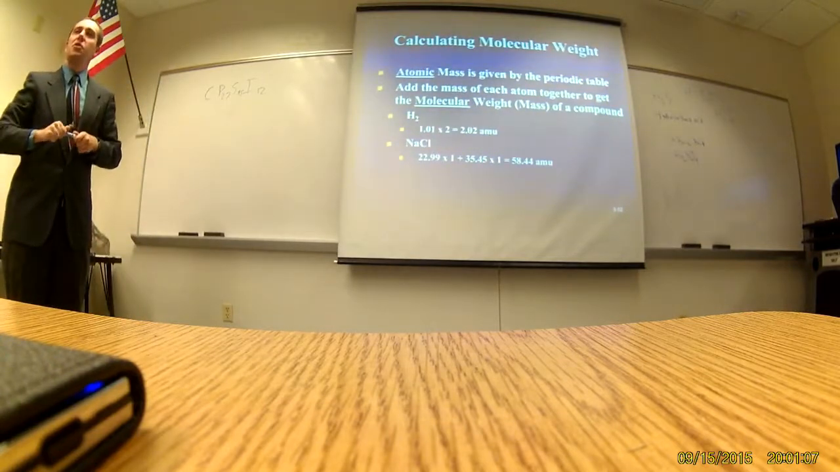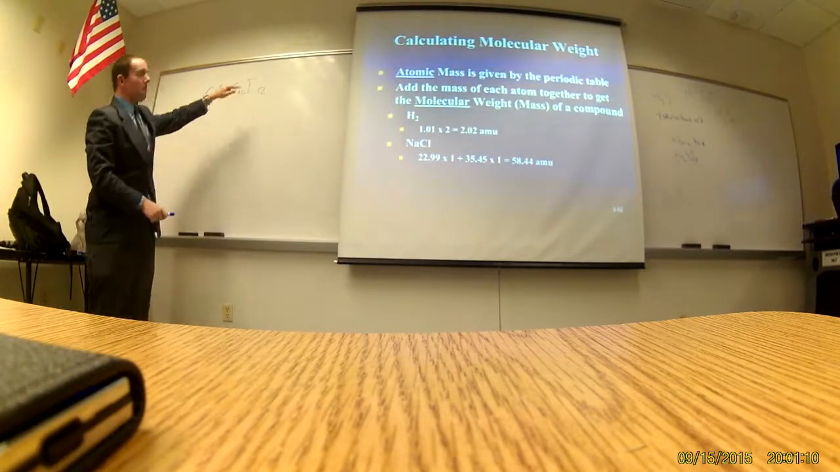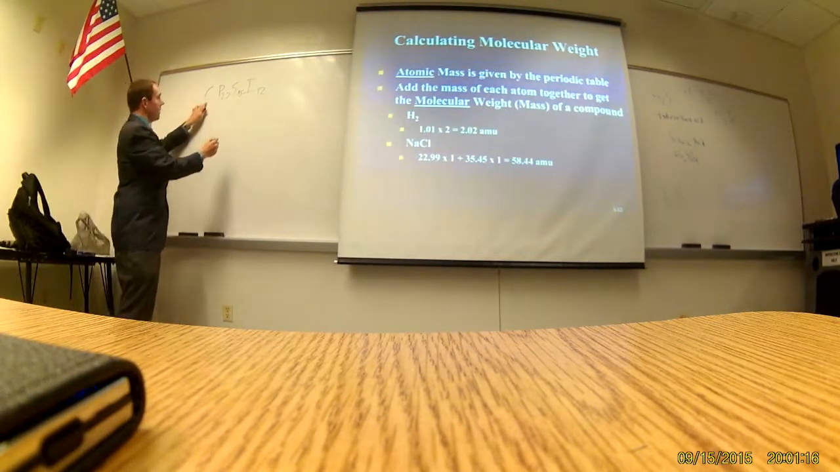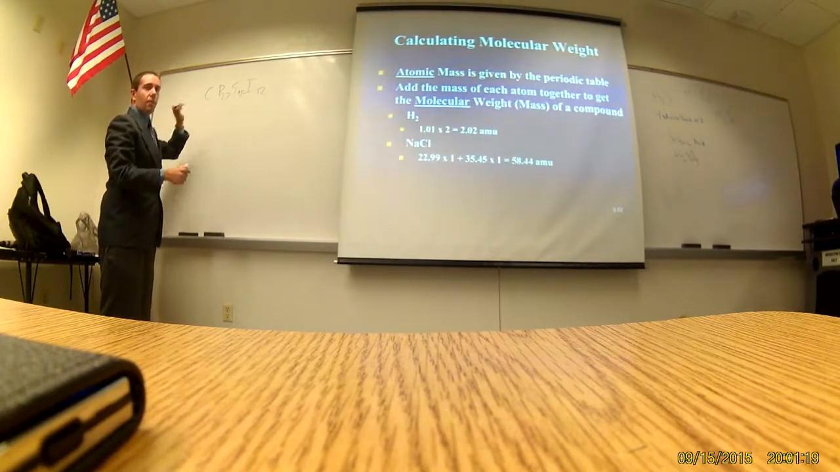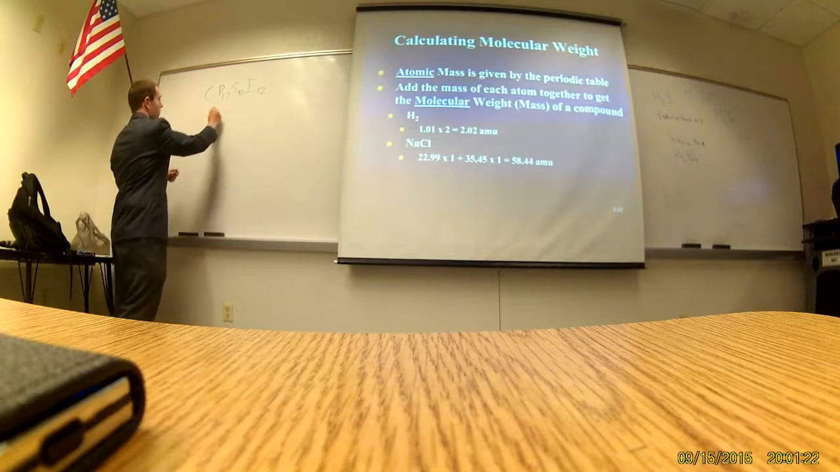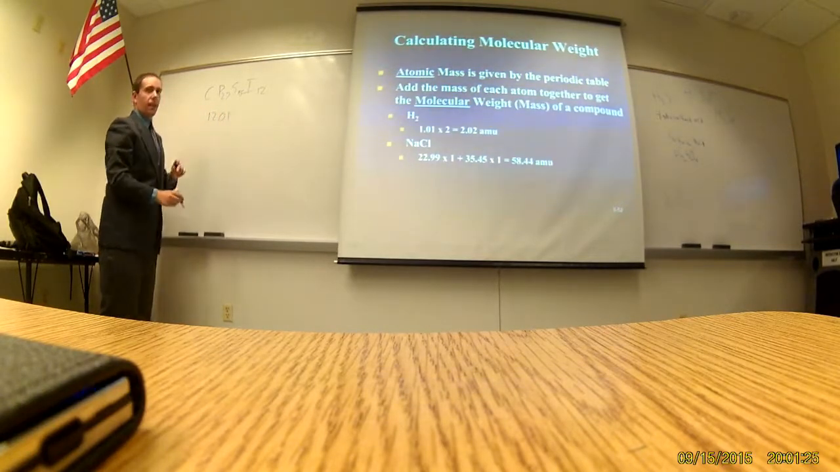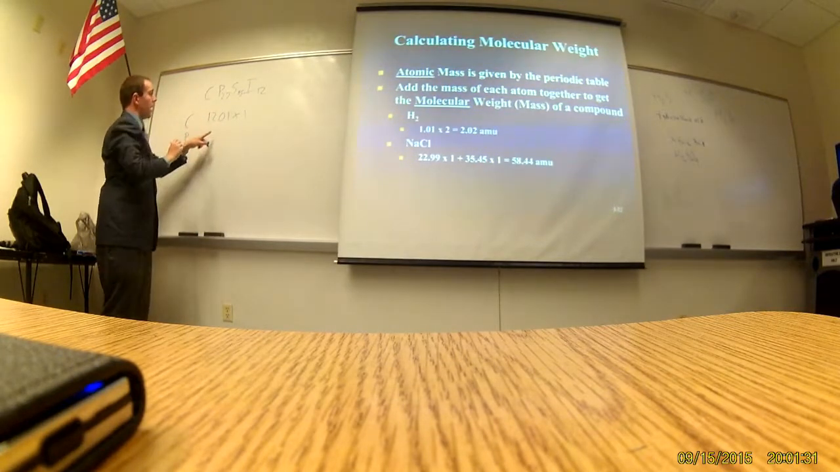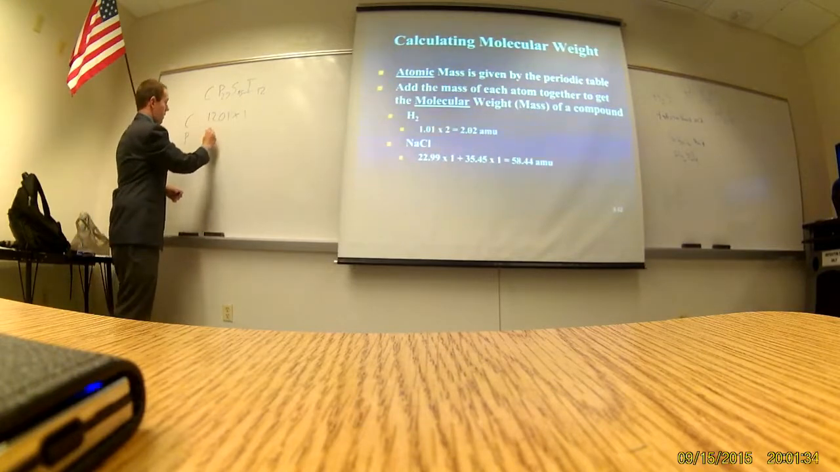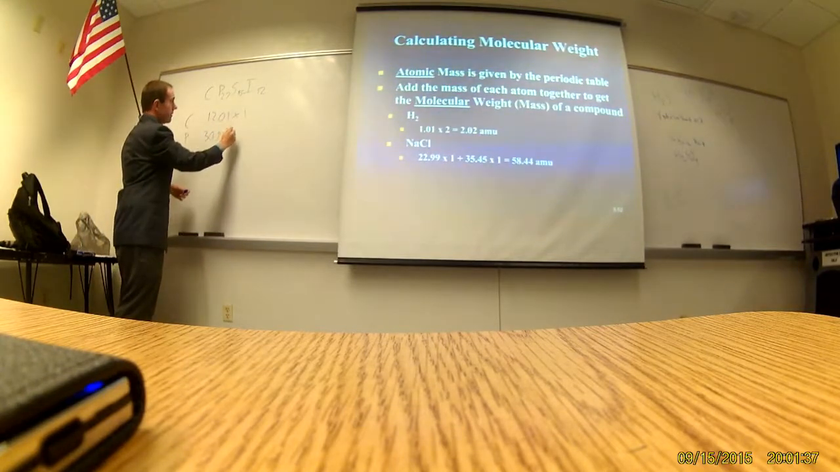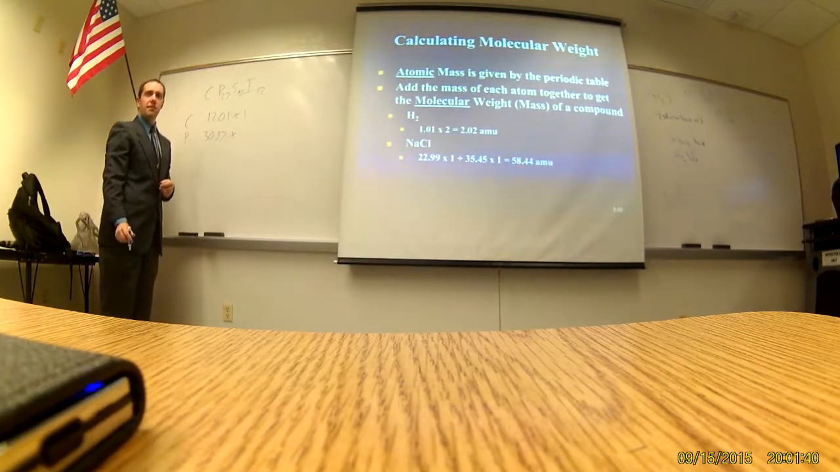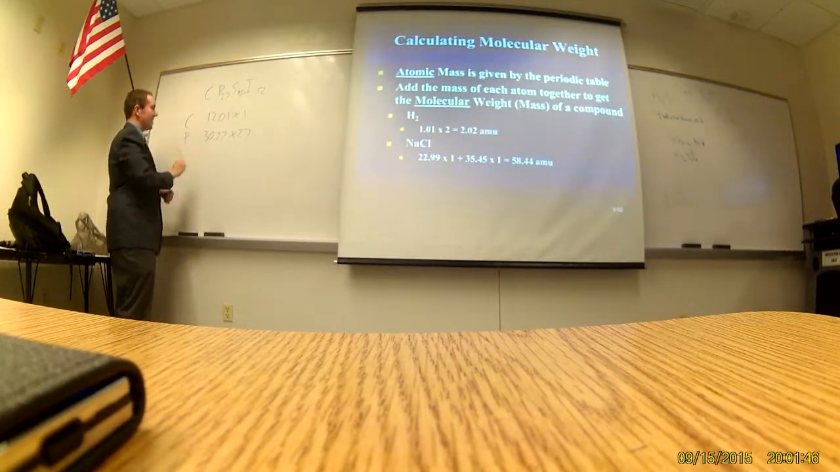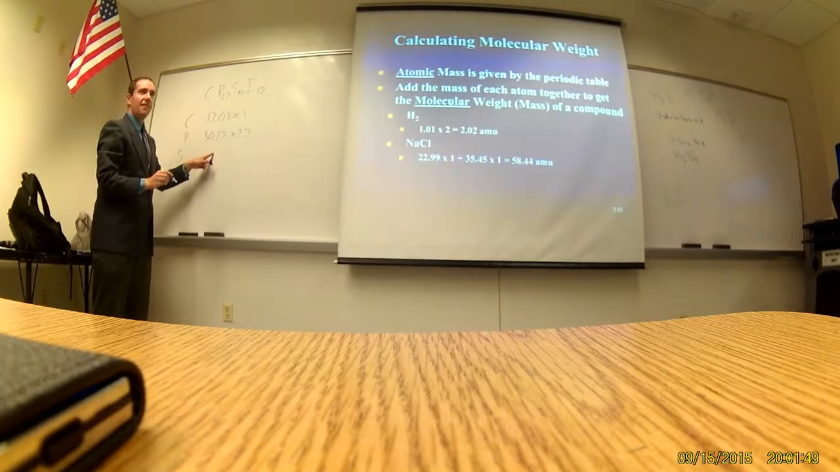So how would you find the molecular weight of that monstrosity? Multiply them out. What is the atomic mass of carbon? 12.01. How many carbons do we have? 1. Times 1. Phosphorus is next. What's the atomic mass of phosphorus? 30.97. And how many phosphorus? 27. Silicon. What's the atomic mass of silicon? 28.08.